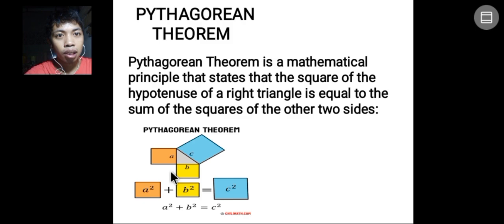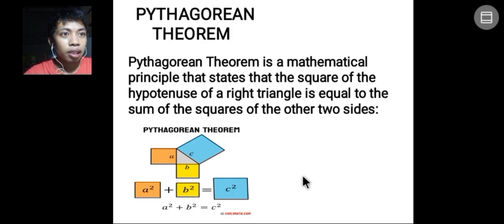So this is the illustration below on how the squares of a and b are equal to the square of our hypotenuse. So our formula here is a squared plus b squared is equal to c squared.